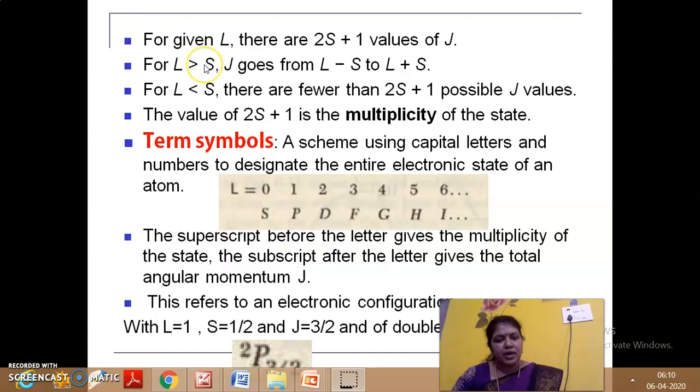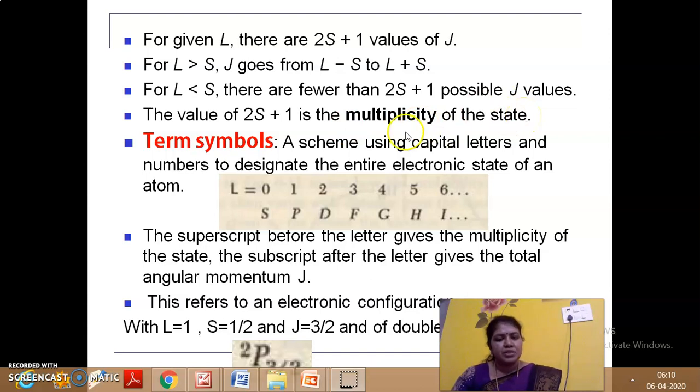So for a given L, there are 2S plus 1 values of J. For L greater than S, J goes from L minus S to L plus S. For L less than S, there are fewer than 2S plus 1 possible J values. 2S plus 1 is the multiplicity of the state.